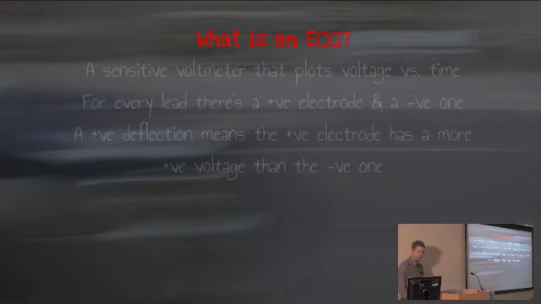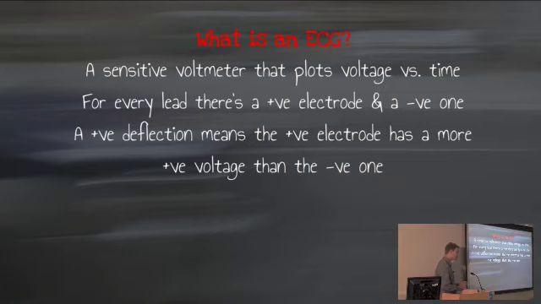So here are the basics. What is an ECG? Well, actually an ECG is just a sensitive voltmeter, and all you're plotting is voltage against time. It's a graph, basically. And for every lead in that 12-lead ECG, you're looking at the difference between a positive electrode and a negative electrode every time. And if there's a positive deflection from the baseline, it means that the positive electrode has a more positive voltage than the negative one.